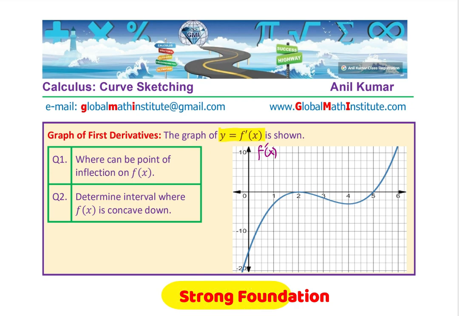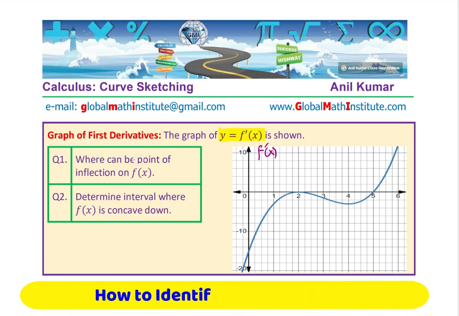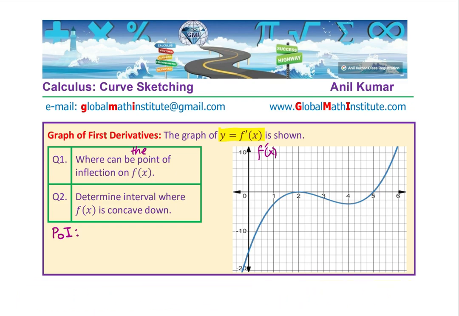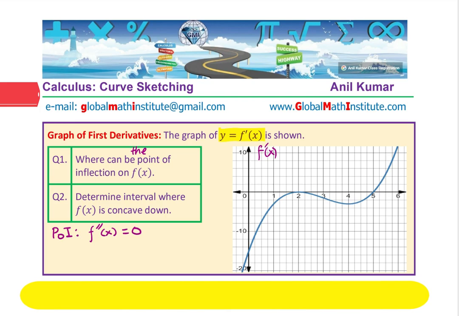Question number 1 here is, where can be the point of inflection on f of x? Now, how do you find a point of inflection? At a point of inflection, the second derivative is equal to 0. That is to say that from the derivative, we have to sketch the graph of the second derivative. Then only you will get the point of inflection.